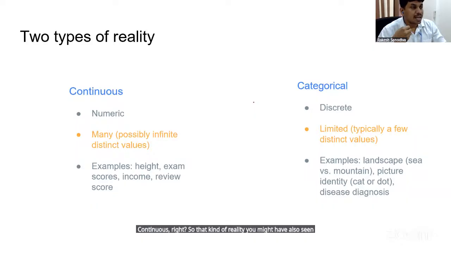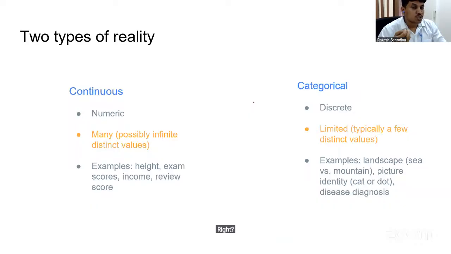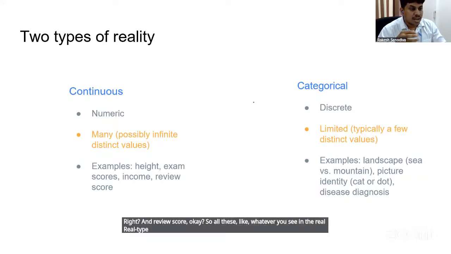Also the example like income. People's income is also a type of continuous data. And review score. So all these things you observe in real time, those kinds of data are basically numeric data.